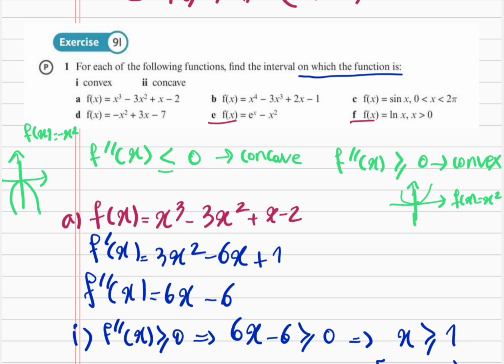And as a quick recap, a function is concave if its second derivative is less than or equal to 0, and it's convex if it's greater than or equal to 0. So obviously the first step of solving such questions is finding the second derivative, and then we can solve the inequalities to find the answers. Now in this video I'm going to do E and F because I've done the previous ones in the other videos.